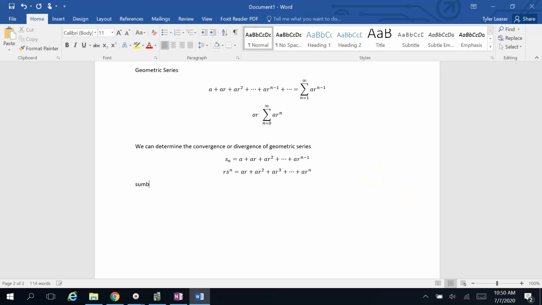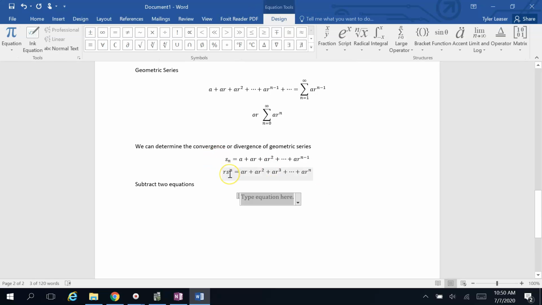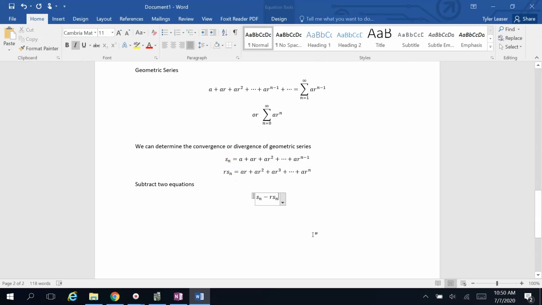Next, we're going to subtract the two equations. If I subtract the left-hand side, it's going to be s sub n minus r s sub n. Oops, I put this as an exponent here. That should be a subscript. Okay, so s sub n minus, from the second equation, r s sub n.